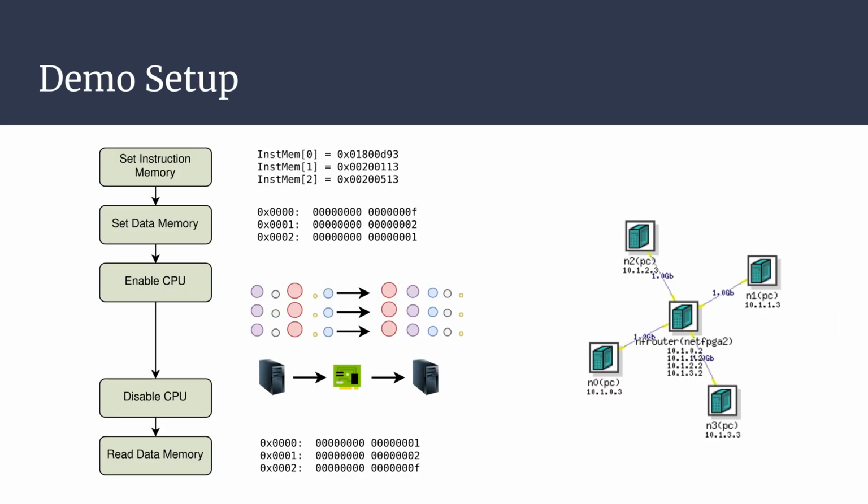So before we get into the demo, let's talk a little bit about the demo setup. As we can see on the right, our topology has a NetFPGA in the center, and it's connected to 4 nodes. To set up our program, we set our instruction memory and load unordered integers into our data memory. We'll then enable the CPU and kick off our program. The first 3 threads do a bubble sort, and the 4th thread will interact with network packets that pass through the NetFPGA. Finally, once the CPU is disabled, we'll do a data memory dump and check the results of our test.